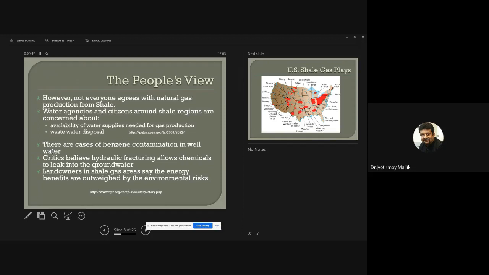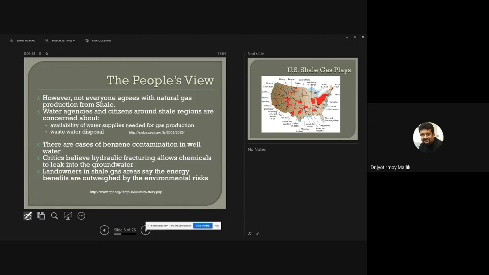Let us look at some of the criticism that people have on shale gas. Not everyone agrees with natural gas production from shale, and we will see why. Water agencies and citizens around shale regions are concerned about availability. As I said, you require a lot of acreage while you try to produce shale gas, because you need to drill a number of wells. That creates concerns among the citizens about the availability of water supplies needed for gas production, because you require a lot of water while you drill such wells. So people think that's a waste of water, of course.